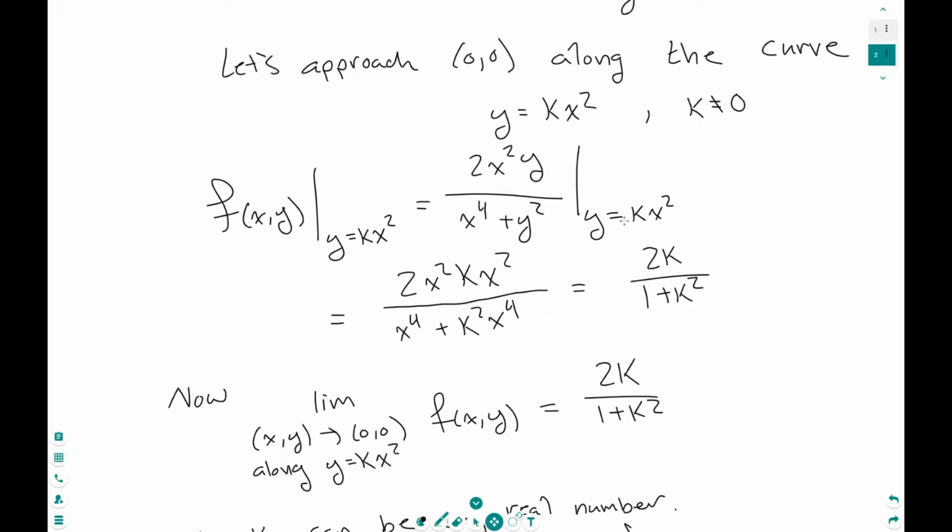The reason I chose x squared is just this problem was a little bit contrived, right? If you plug in y is equal to k x squared, you get this really nice thing here. But maybe I plugged in x, and then maybe I plugged in sine of x or something like that. And I take the limit, and I get two different values.